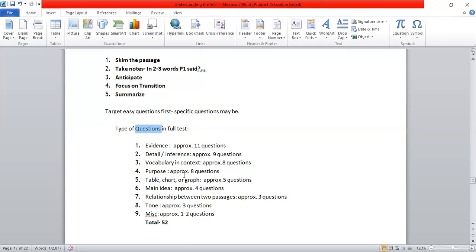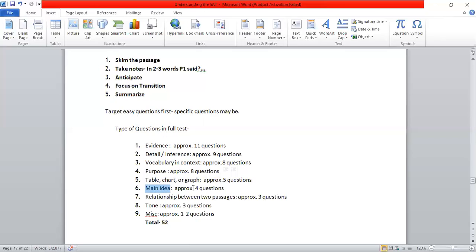So you don't pick the correct answer according to the passage, but the correct answer according to the question. You get approximately 5 questions depicting a graph, chart or table, and they are usually easy. We'll go to those questions also later. Then there is the main idea question, 4 questions.